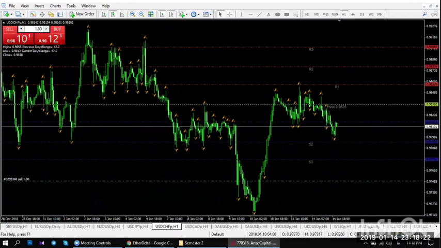Because it's going to hit S2, right? Well, nothing is 100%, nothing is certain in the market. But there are techniques to help you understand if it's going to reach the S2 level or not.